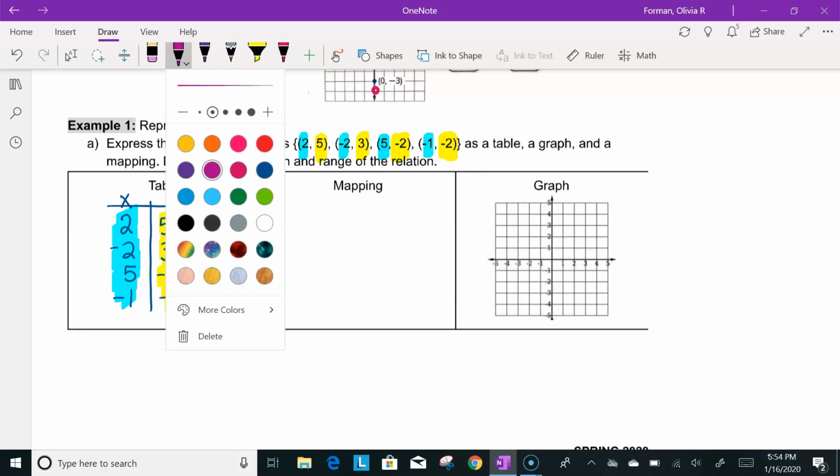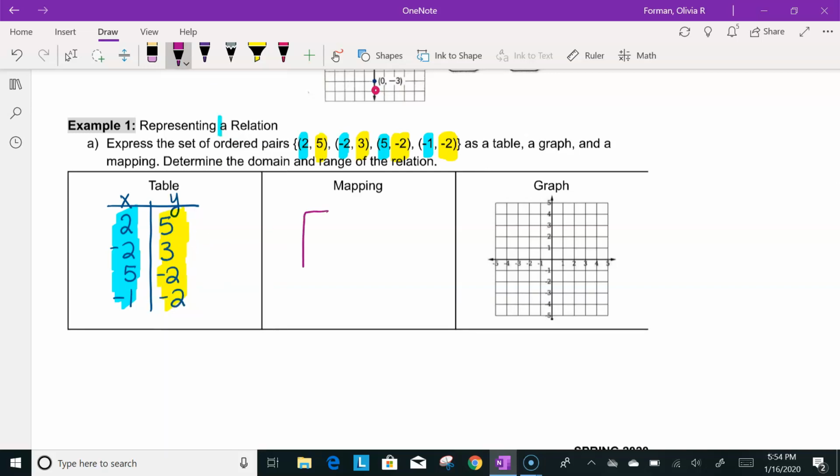My mapping diagram, if I'm looking at that, we're calling this our domain. And domain is just our x values, basically. The x values where our function is defined. So there's our domain. Here's our range. If we look at those numbers that were highlighted in that blue, we have a 2, -2, 5, and -1.